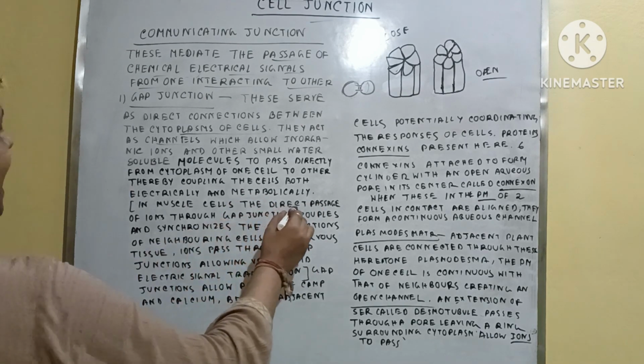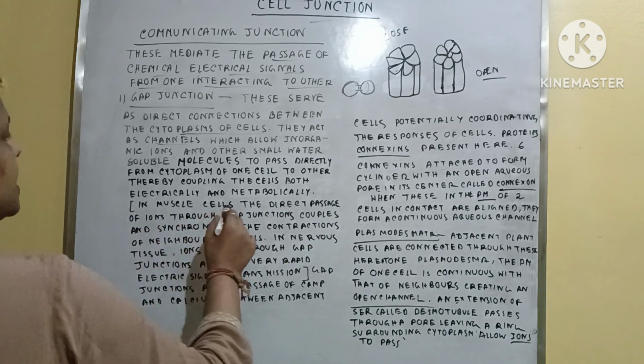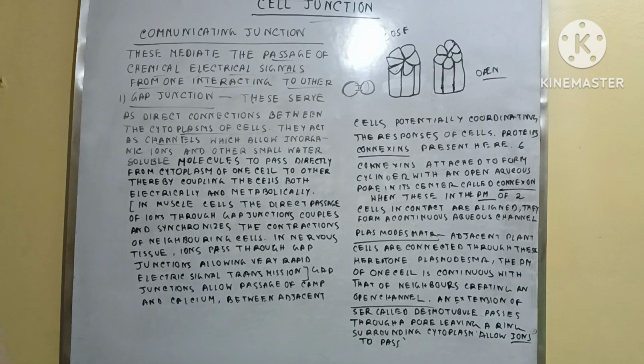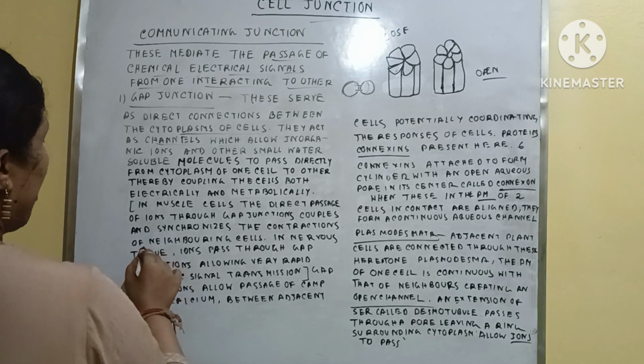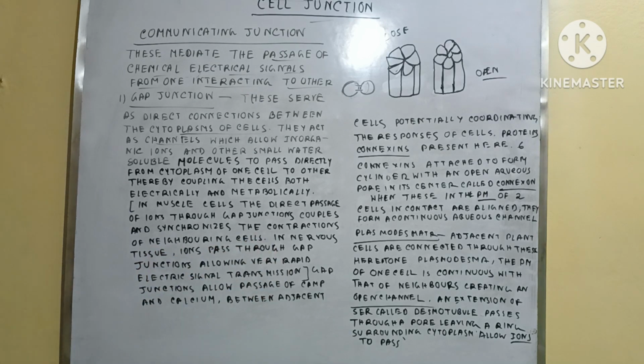In muscle cells, for example, the direct passage of ions through the gap junction couples and synchronizes the contractions of neighboring cells. So what happens in the muscle cell? The plasma membrane of one muscle cell is connected directly with the plasma membrane of another cell, so a channel or gap junction is formed. Through this gap junction, ions continuously pass from one cell to another. That means continuous contraction and relaxation is seen in the muscle cells.